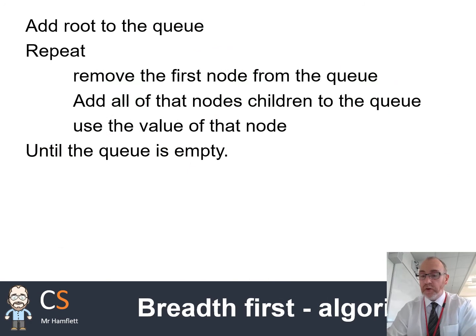So the breadth first algorithm is really easy to do on paper as a human because we literally just read it going across, dead easy. For the computer to do it, it's slightly more complex. We need another data structure to support us, and we need to have a queue. So the basic algorithm is this. We add the root node to the queue. We then remove from the queue. We add the children of the node we just removed to the queue, do something with the value, and then repeat all this until the queue is empty.